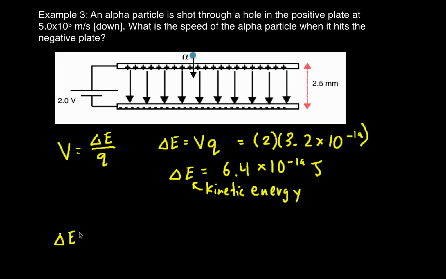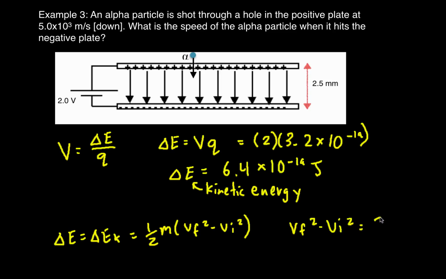Since change in energy equals change in EK, which is 1/2 m Vf squared minus Vi squared, we can rearrange this to get Vf squared minus Vi squared equals 2 change in EK over m. So Vf squared equals 2 change in EK over m plus Vi squared. And Vf is the square root of this.